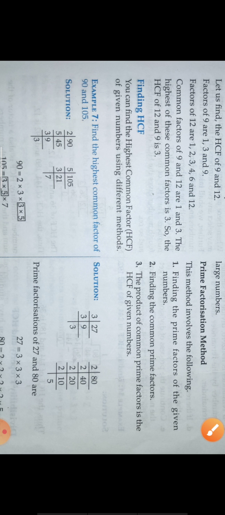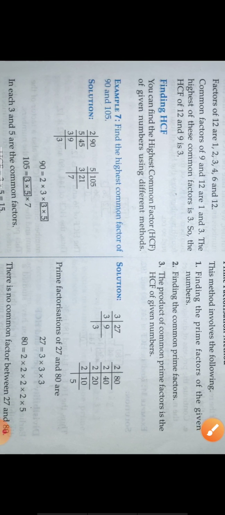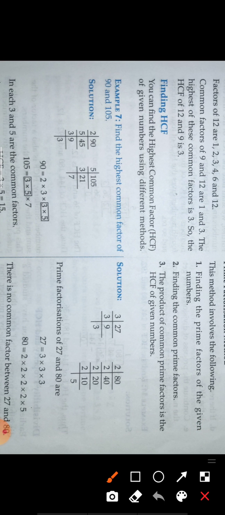Now what are the factors of 105? So 105 is divisible by 5. So 5 twenty-ones are 105. Then 3 sevens are 21. So the prime factors of 105 are 3, 5 and 7.